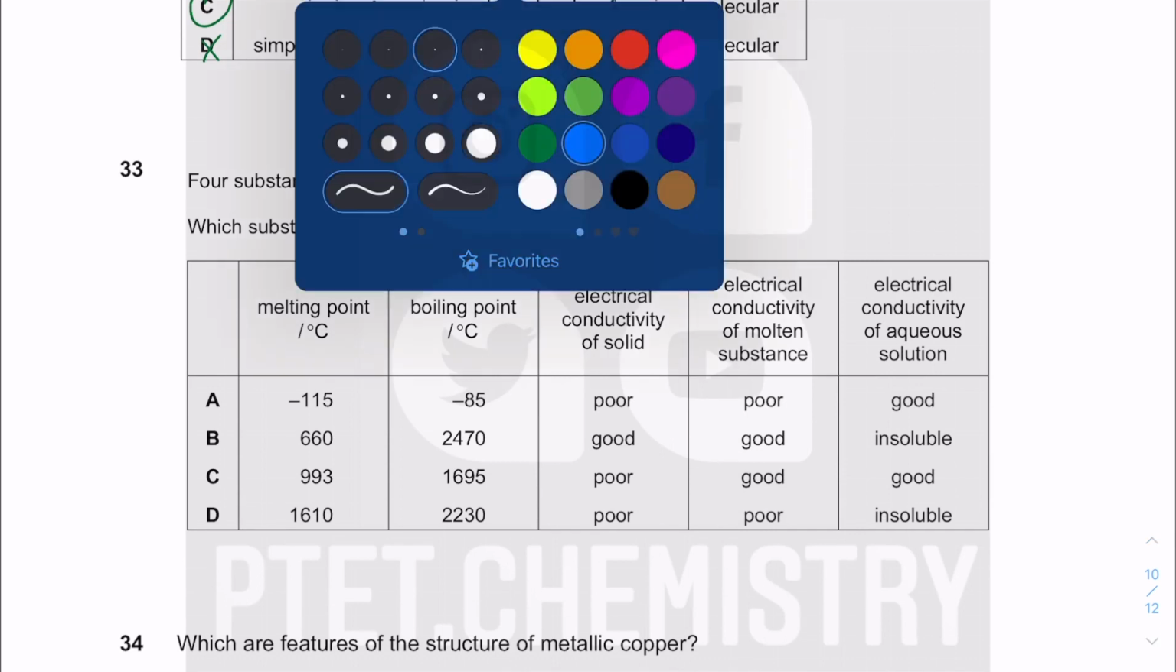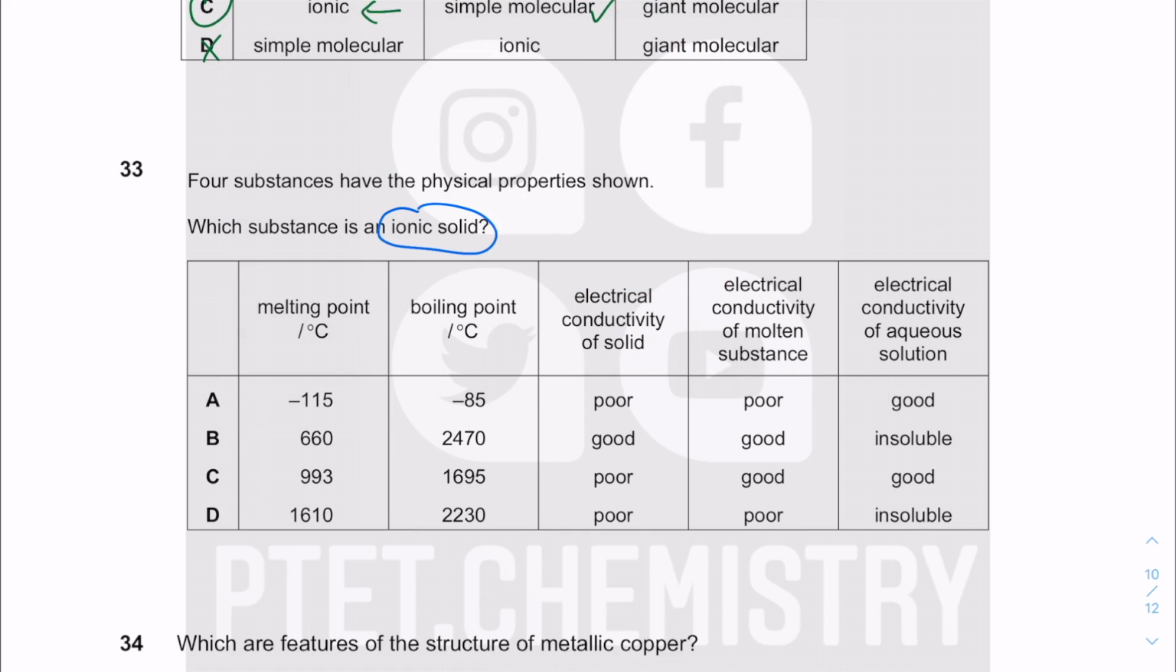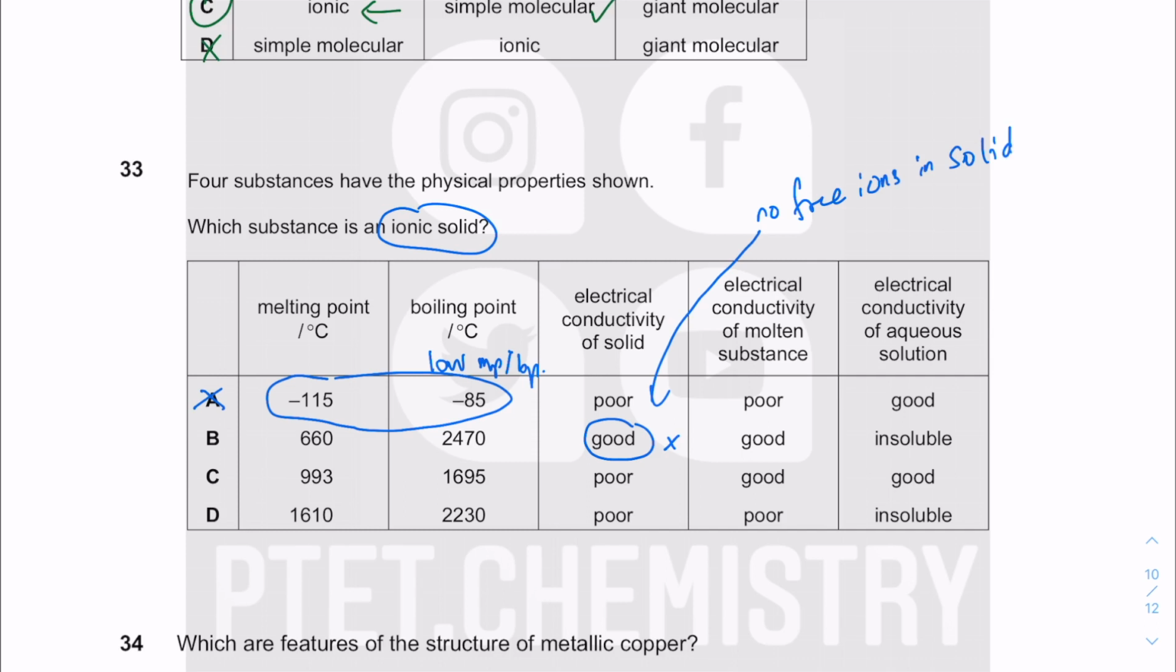Question 33. Which one of the following is an ionic solid? So something that has very high melting and boiling point. I can cross out A straight away because that is low melting point and also boiling point. We know that ionic compounds do not conduct when solid, so this good conductivity cannot be. Ionic compounds have no free ions in the solid state. They can only vibrate about fixed positions, right? So B is also out. So now I need to look at C and D, which means molten. Molten means liquid.